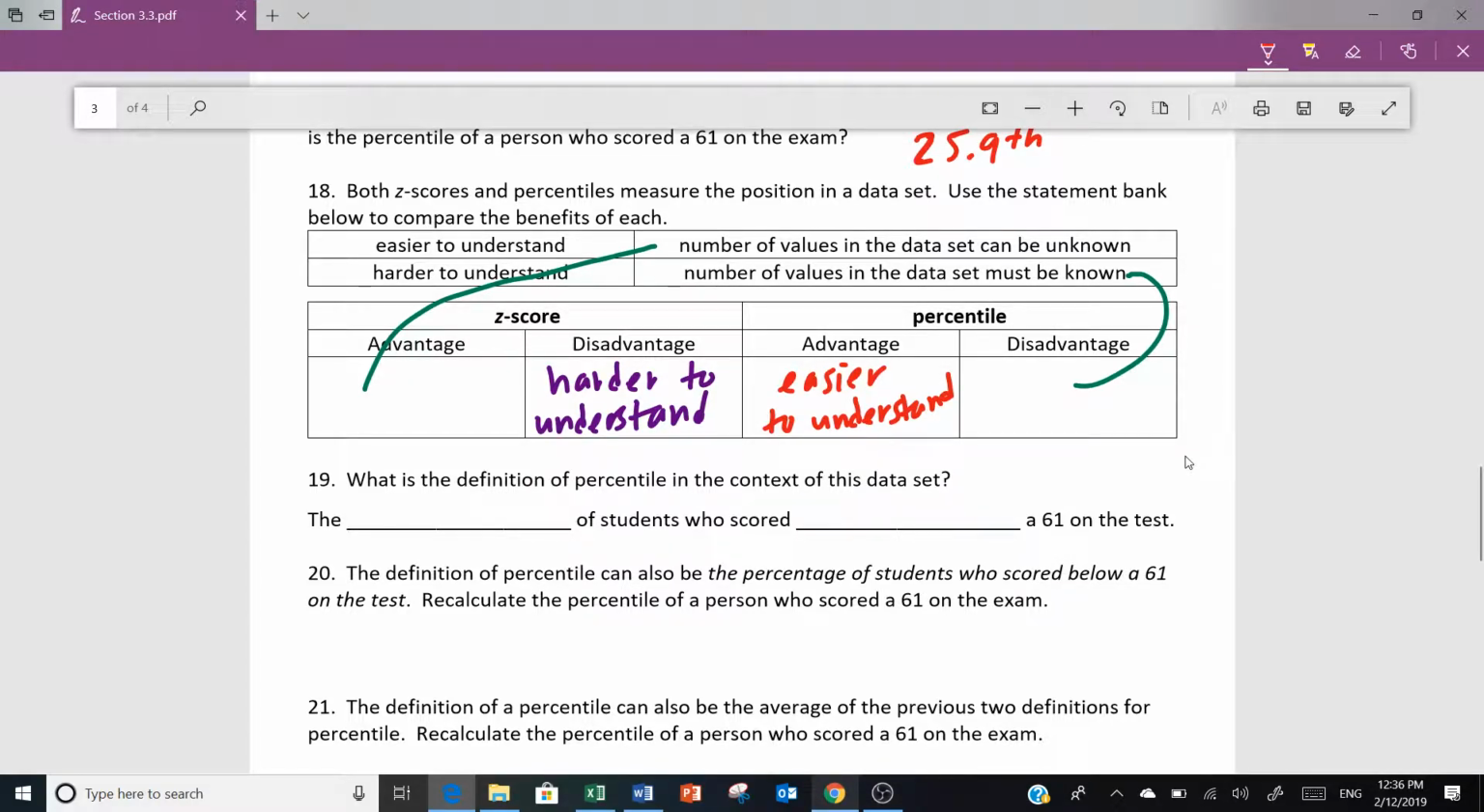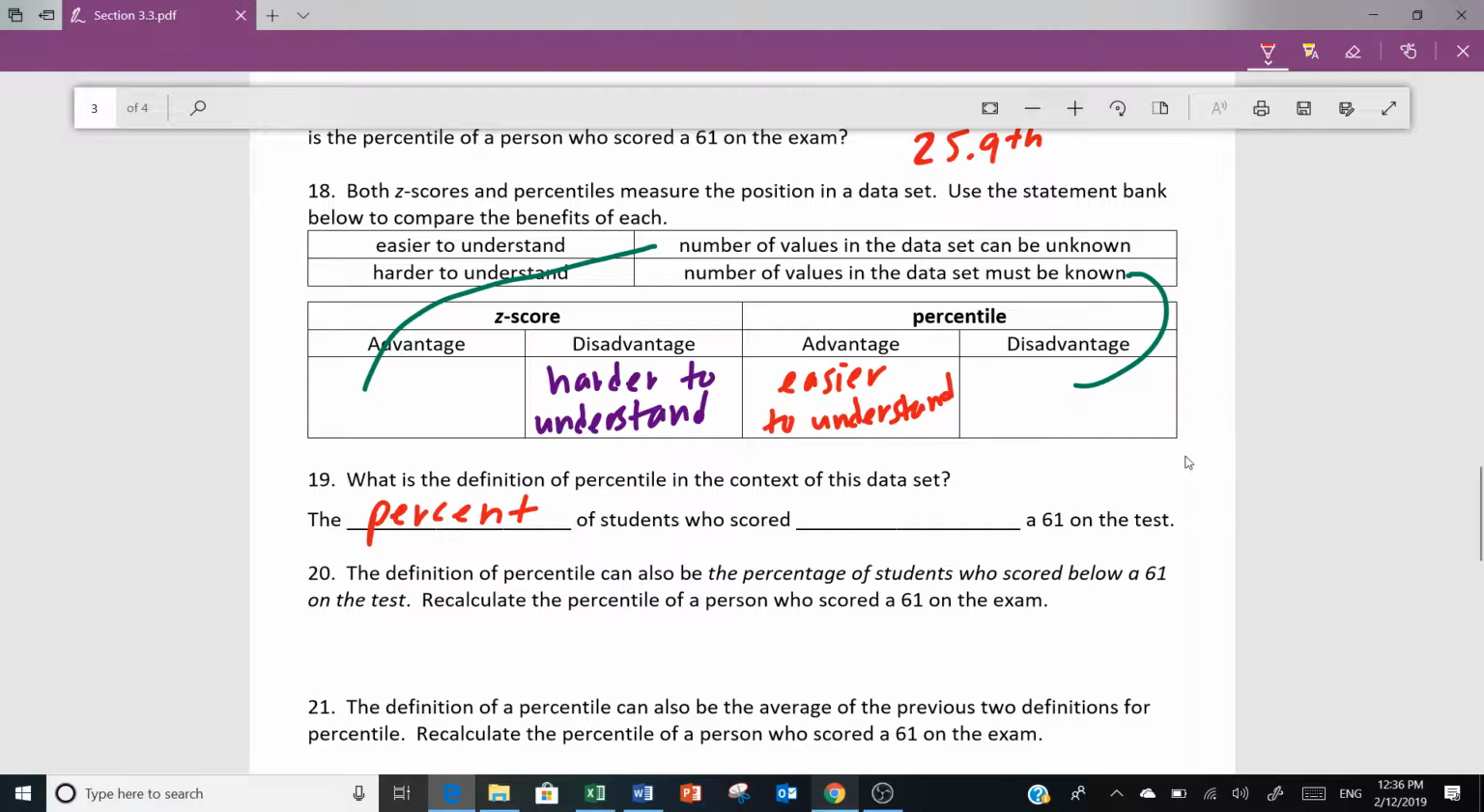The percentile was 25.9. Okay, what is this? Is this the amount of students, or is it the percent of students? Good, the 25.9 was a percent. It's the percent of students who scored.